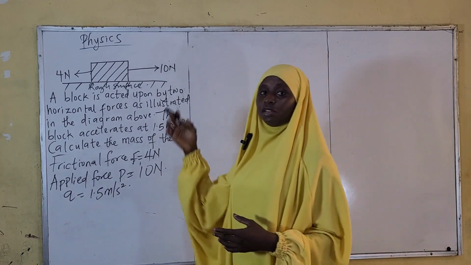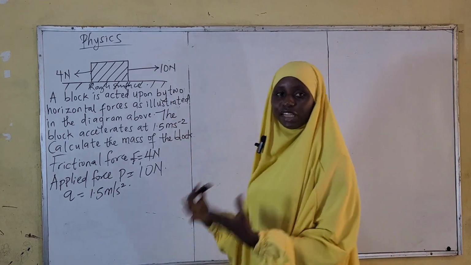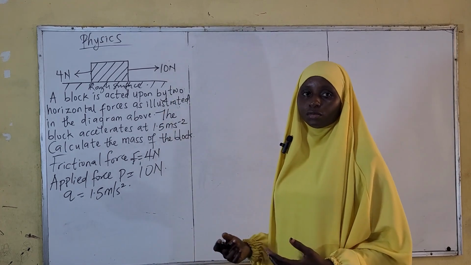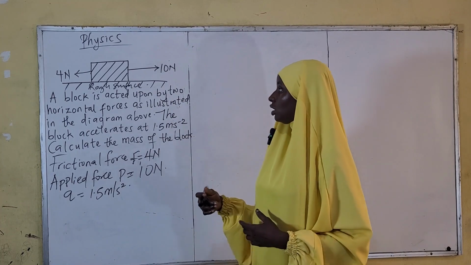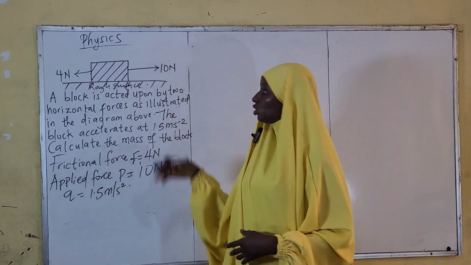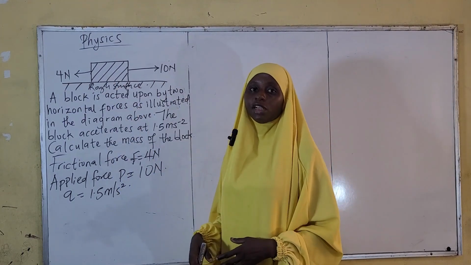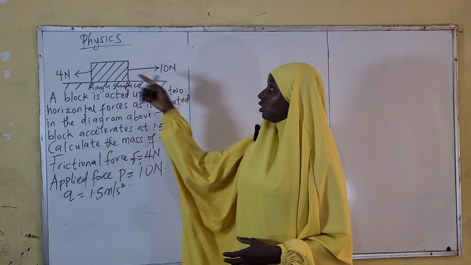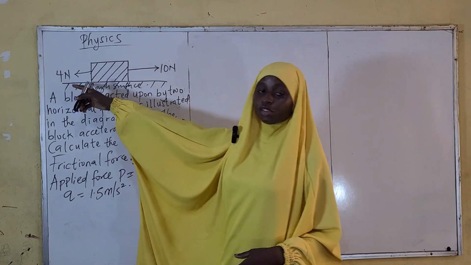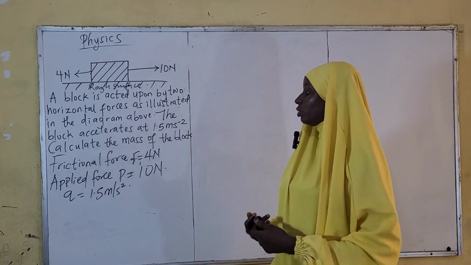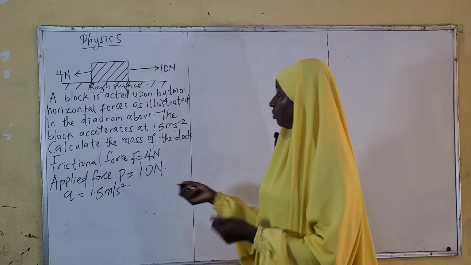Now, because the applied force is greater than the frictional force, the block is going to move. What if I have this block here, and there's a frictional force of 4 Newton holding it back, and I'm just applying a force of 1 Newton? What is going to happen? The block is not going to move because the frictional force is greater than the force that I'm applying to it.